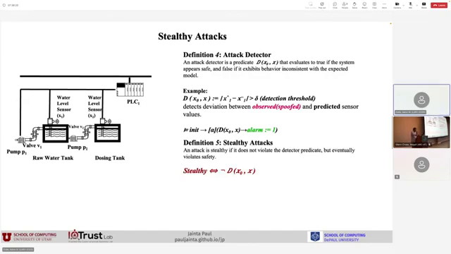So we define stealthy attacks. An attack is stealthy if it does not violate the detector predicate, and eventually it will violate the safety properties of the system. Like the sensor attack that I was talking about, this is a stealthy attack. It will evade detection of the traditional detector, and if no actions are taken, then it will violate the safety properties of the system. We will see how our framework can maintain safety even if we miss detecting these kinds of attacks.